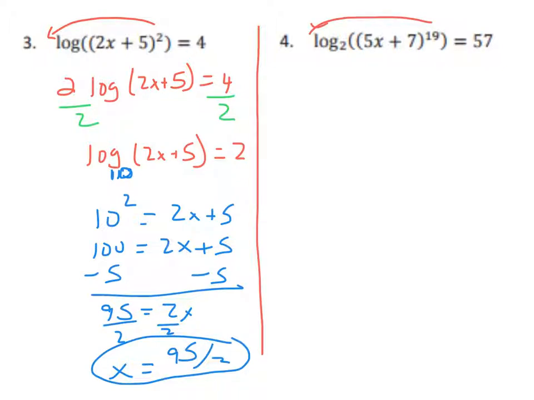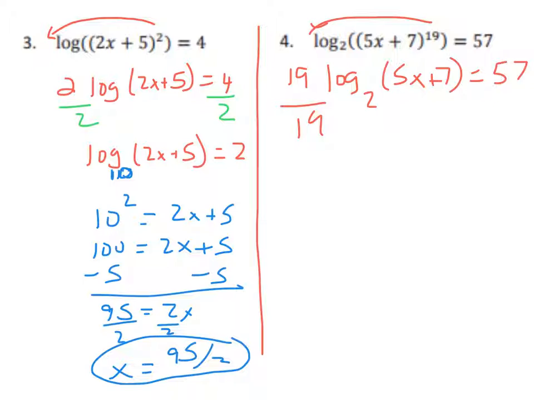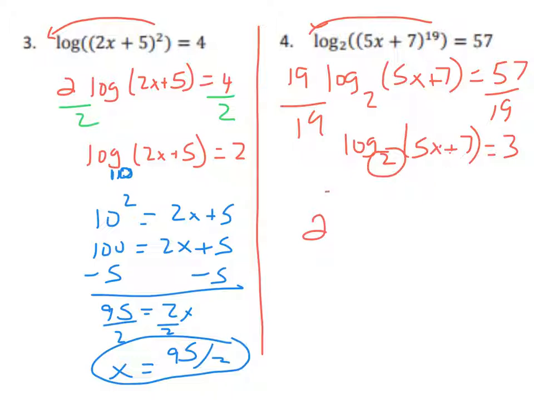I'm going to move the 19 out in front. So 19 log base 2 of 5x plus 7. And I'm going to deal with this because you haven't really dealt with it except for base 10 so far. Next step will be to divide by 19. Get rid of that thing. So now I got log base 2 of 5x plus 7 is equal to 3. Then, just because it's not base 10, we can deal with it with log. So it's 2 to the third power. Take that base of that equals 5x plus 7.